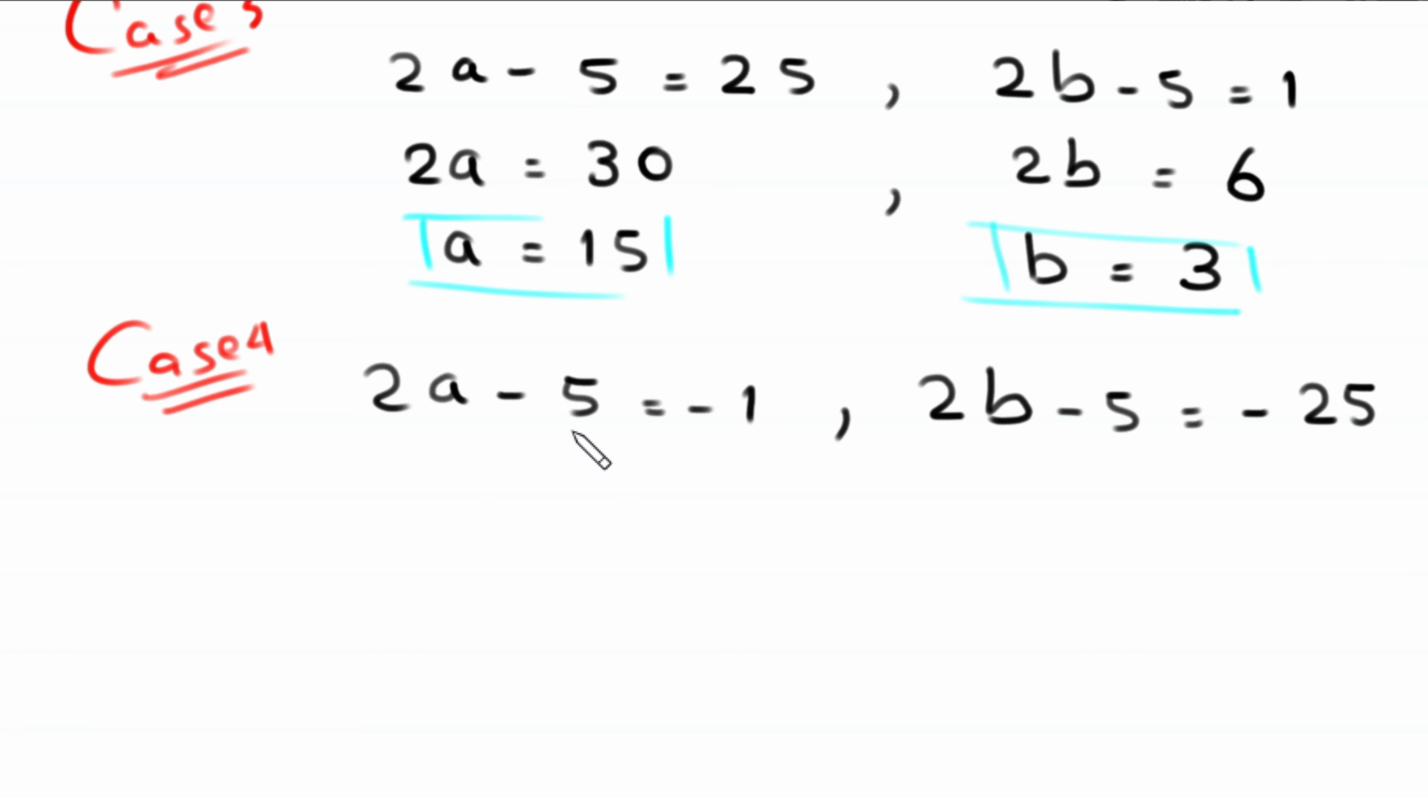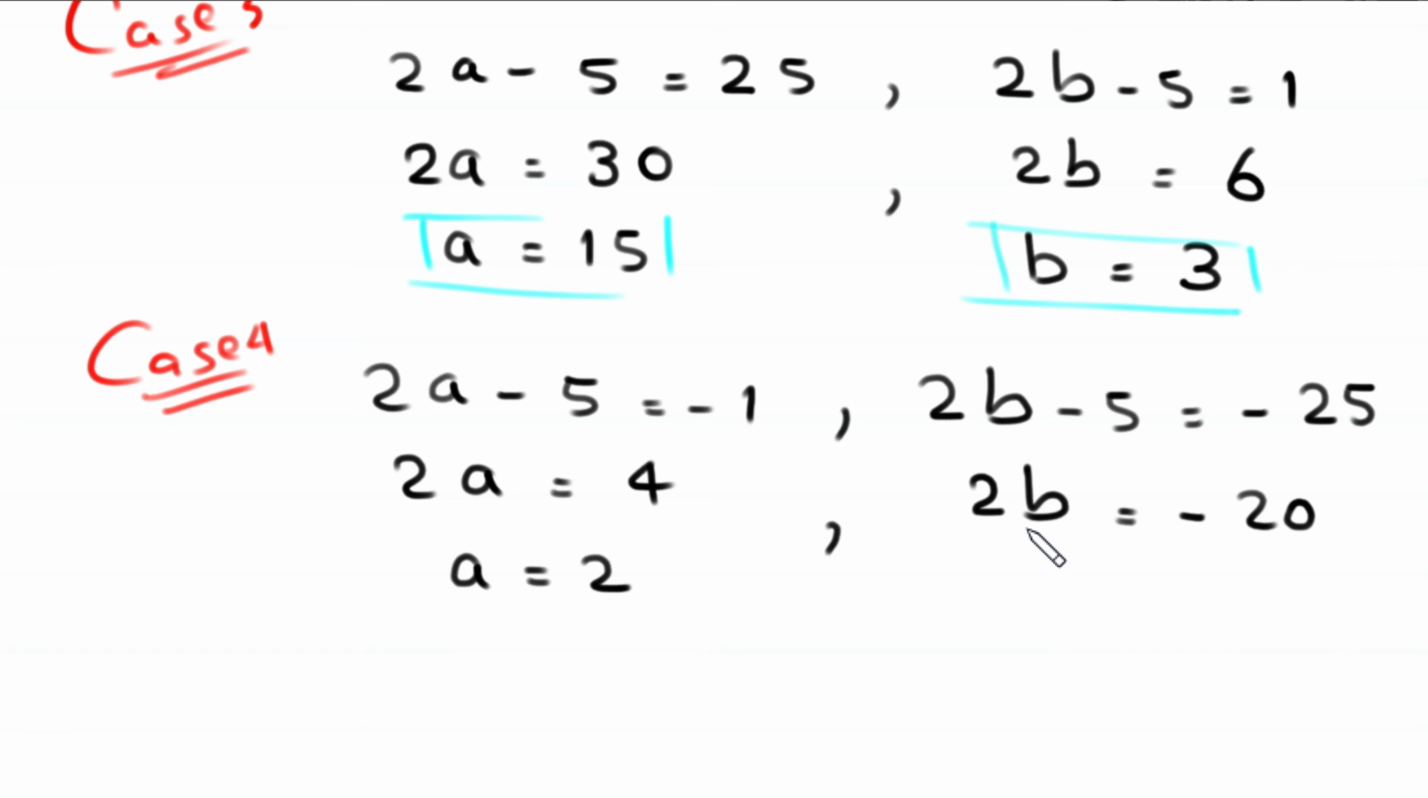If we add 5 to both sides, this will become 2 times a equal to 4. Divide both sides by 2, a will be equal to 2. From this equation, if we add 5 to both sides, 2 times b will be equal to negative 20. Divide both sides by 2, b will be equal to negative 10. So from this fourth case, we get a value of a 2 and a value of b negative 10.